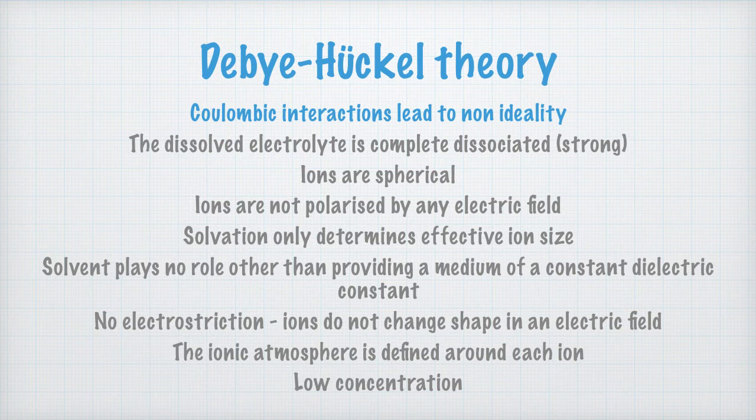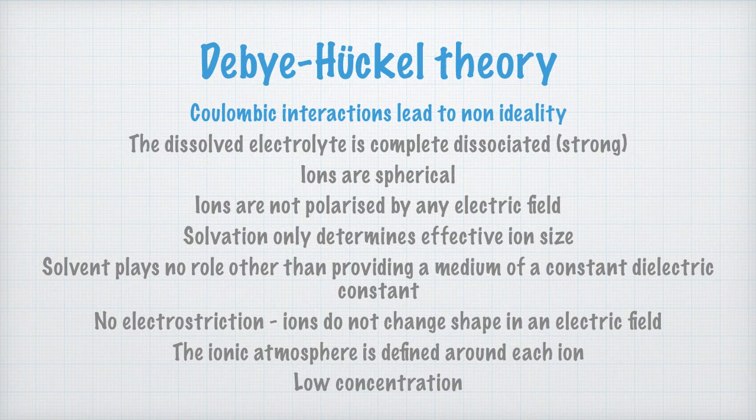The rest are kind of all a little bit more particular. So things like ions are spherical, they're not polarized by any electric field, and that the solvation of an ion only affects its effective ion size, plays no other role. It also assumes that ions are fully dissociated, so this affects things like weak acids, where Debye-Hückel is a very poor method for calculating the activity of a weak acid or a weak base. More complicated assumptions are things like there being no electrostriction, so there is no change in shape of my ions when they dissolve. I'm always going to assume things as spherical.